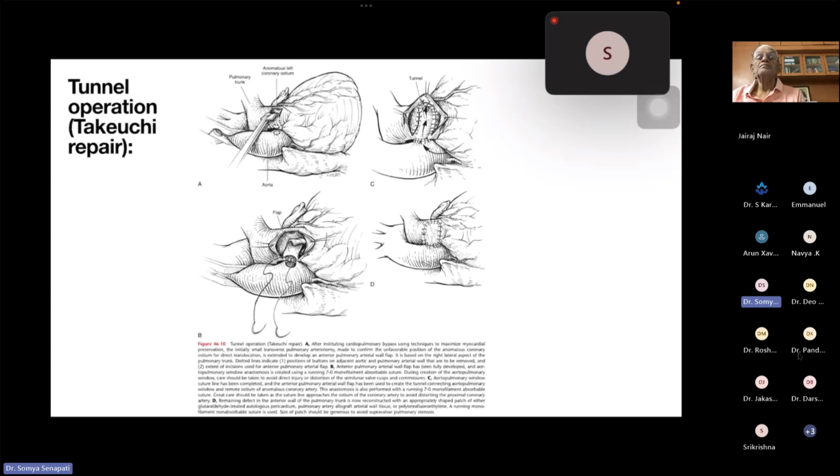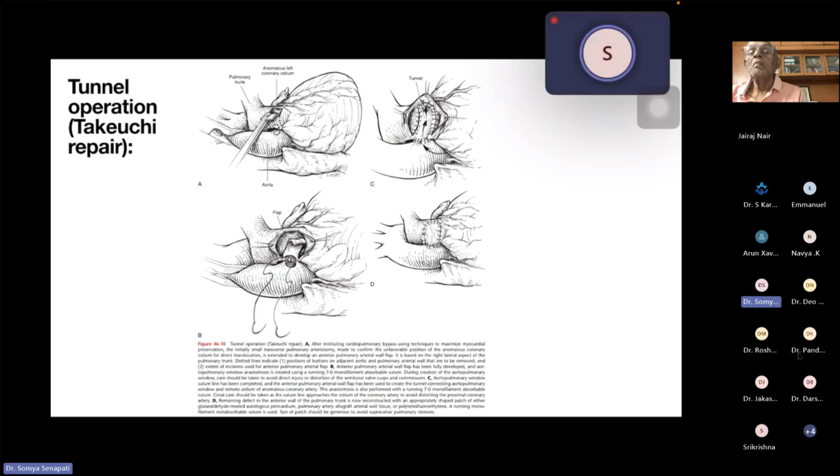The third one we'll talk about is the tunnel operation or Takeuchi repair. This tunnel operation is done mostly in infants. In figure A, you can see after commencing of the CPB, an initial small transverse pulmonary arteriotomy is done to confirm the unfavorable position of the coronary artery, where it is located.